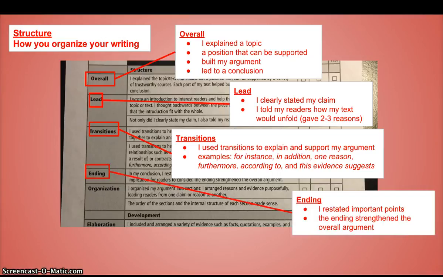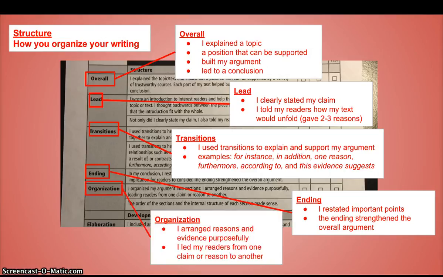You also want to make sure you have an ending. You want to make sure that you restate your important points and that the end strengthens the overall argument. You want to make sure that whatever you say at the end of your essay ends with a powerful statement. This is the last thing your reader is going to read, and you want to make sure that it covers your topic, strengthens your argument, and leaves with something powerful, something with strength, so that your reader believes what you have to say. And you want to make sure you organize yourself. You want to make sure you arrange your reasons and evidence purposefully and that you lead your readers from one claim or reason to another.